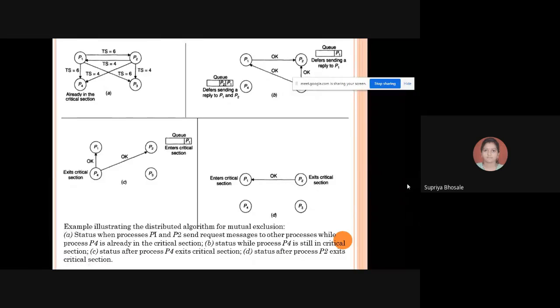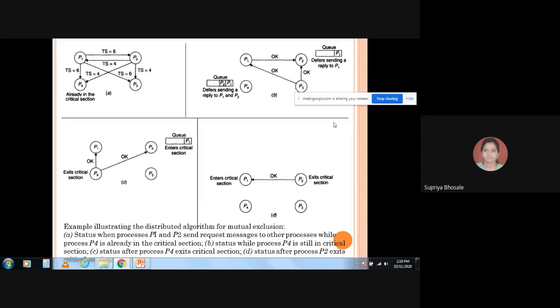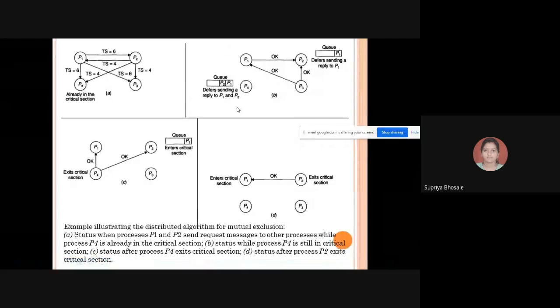here in this case P4 is already there in the critical section, right? इथे. So it defers sending the reply message to P1 and P2 and enters them in its separate queue, as it knows that it is deferring the messages of P1 and P2. What it will do, it will add P1 and P2 in its queue. Okay.